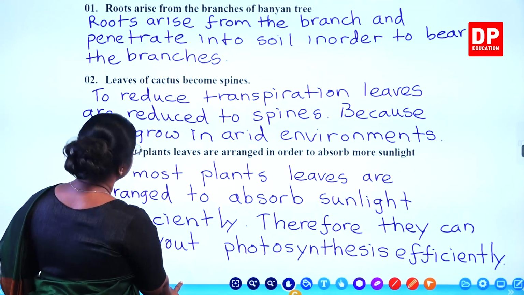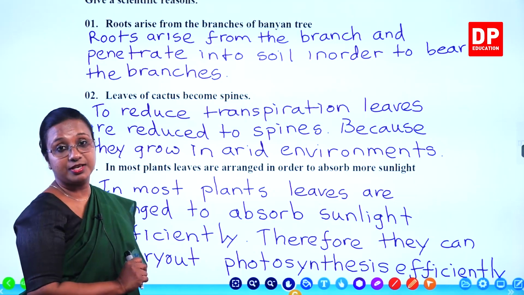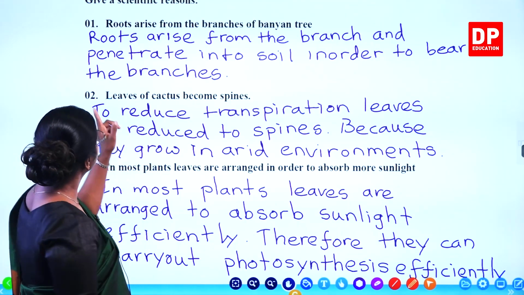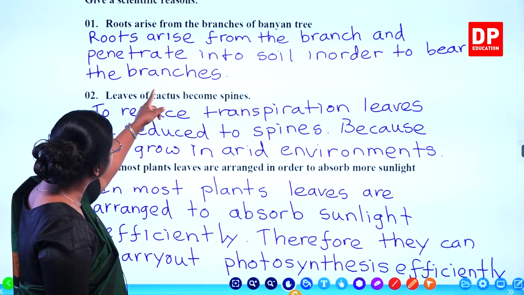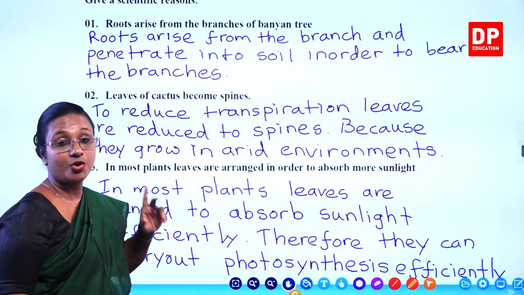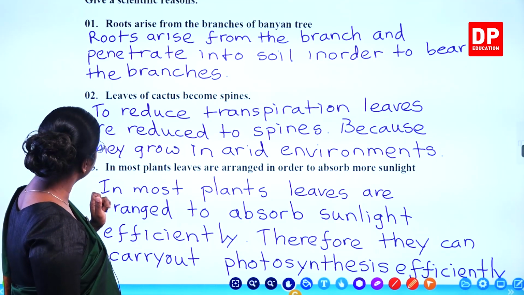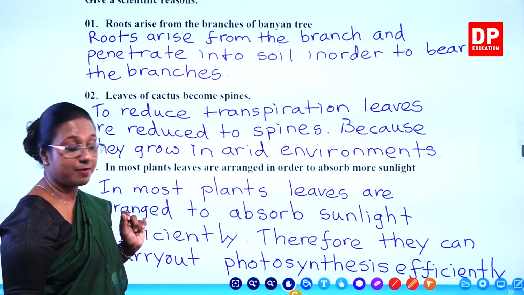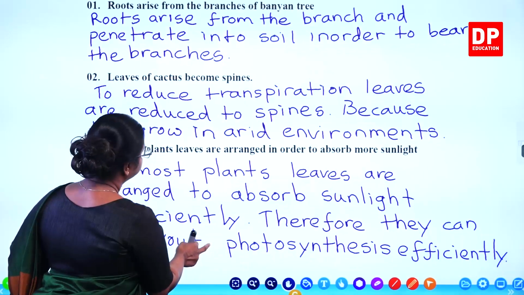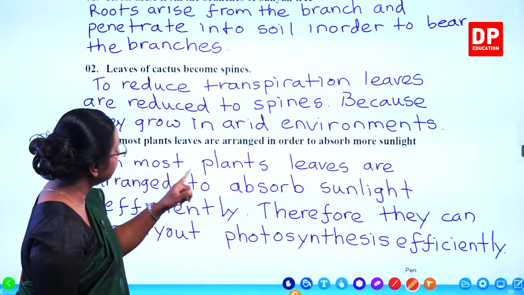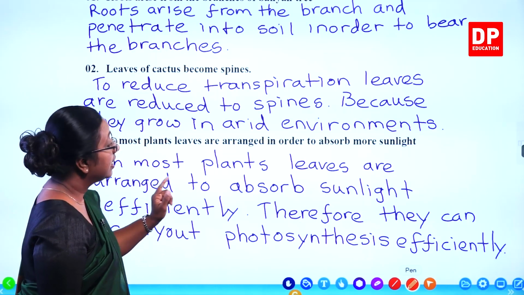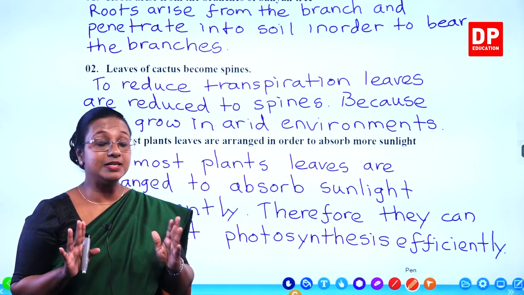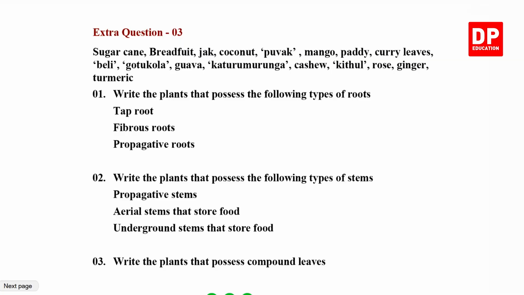So again, if we look at the question, give a scientific reason. For all three, we have given the scientific reason. Roots arise from the branches of banyan tree. So you have to say, roots arise from the branch and penetrate into soil in order to bear the branches. Then leaves of cactus become spines to reduce transpiration. Leaves are reduced to spines because the plant grows in arid environment. And the third one, in most plants, leaves are arranged to absorb sunlight efficiently. Therefore, they can carry out photosynthesis efficiently. So now you all know how to explain statements in a scientific manner. With that, I will move on to the next question.